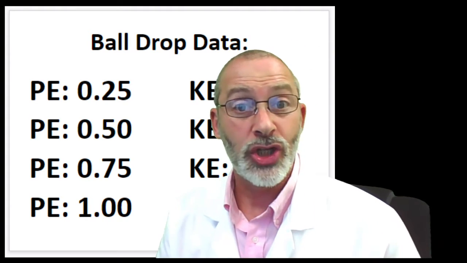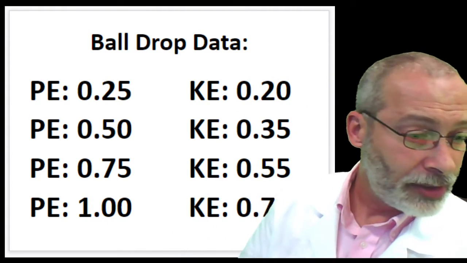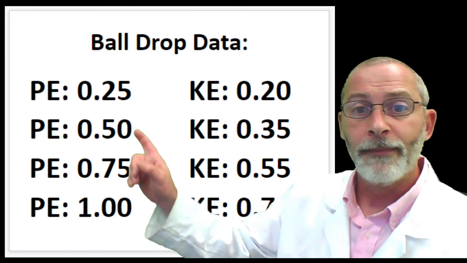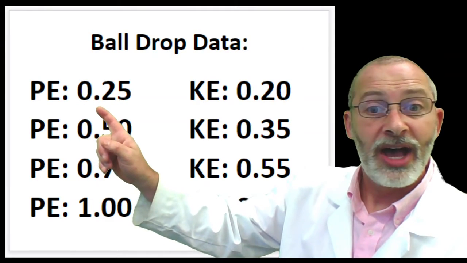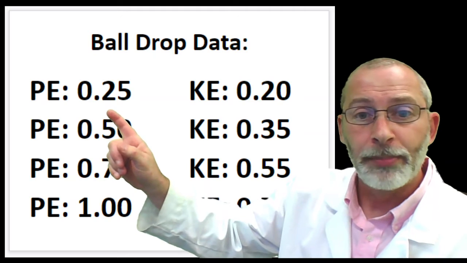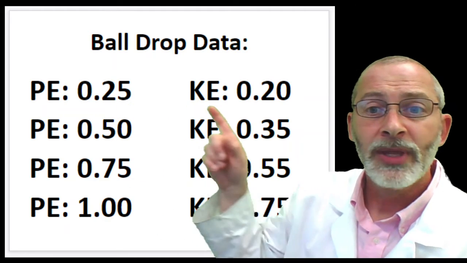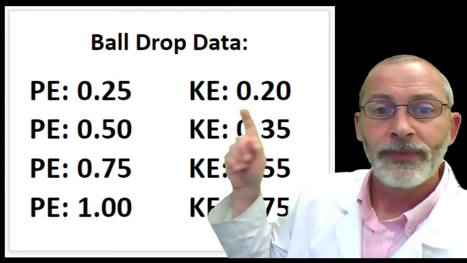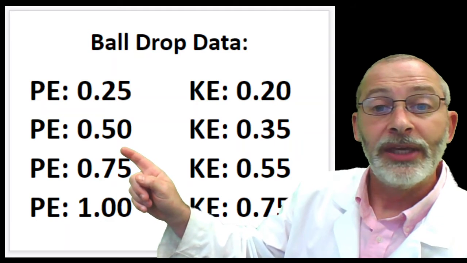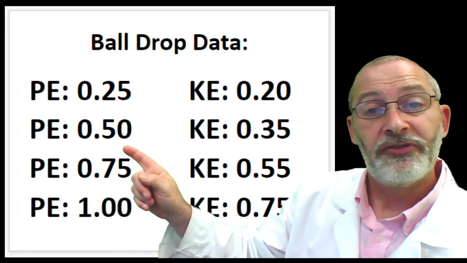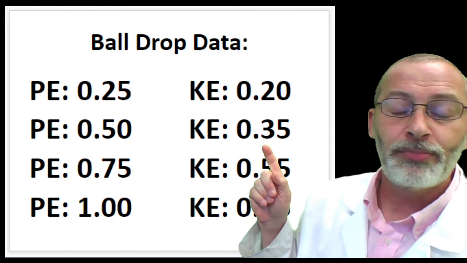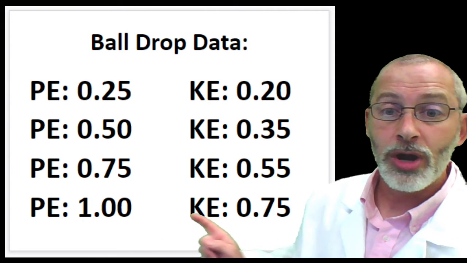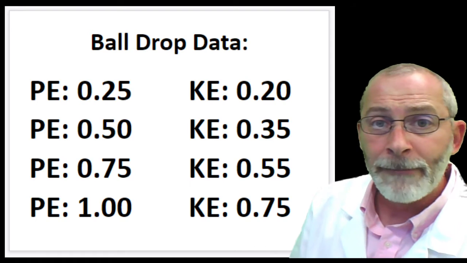This data you can actually copy down in your books on page 59 for trials 1, 2, 3, and 4. Trial 1, the height, which we're using to measure potential energy, was 0.25 meters. And the bounce height was 0.20 meters. Trial 2, the drop height was 0.50 meters. The bounce height was 0.35 meters. Trial 3 and trial 4, you can see the relative numbers there.